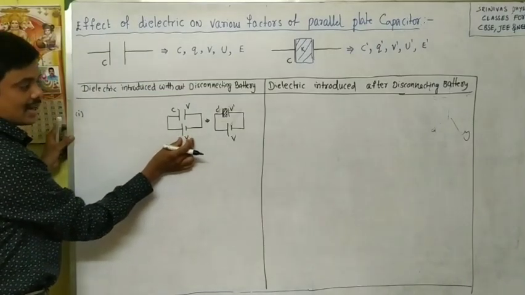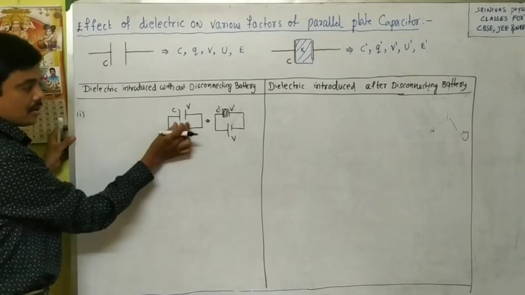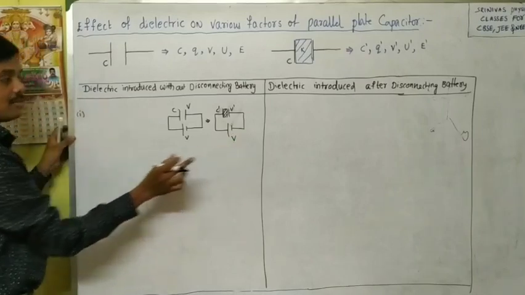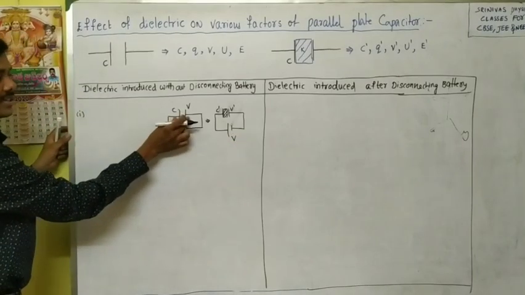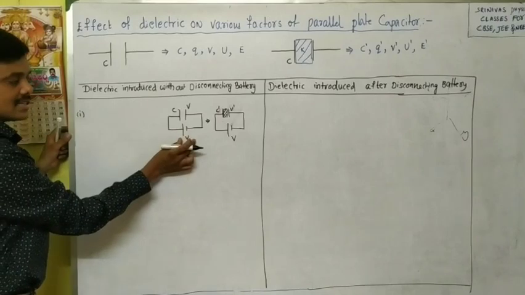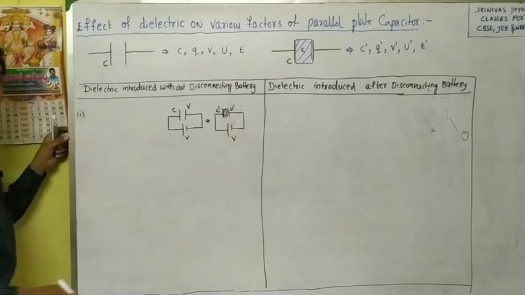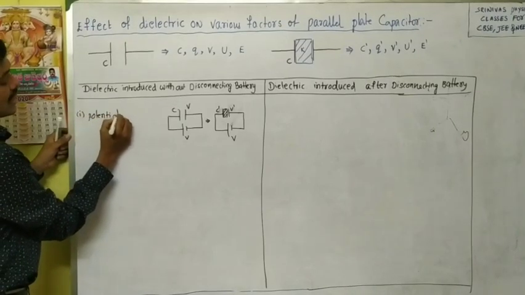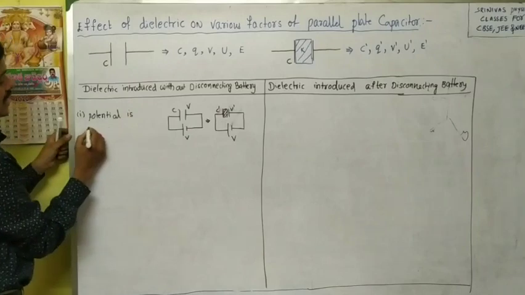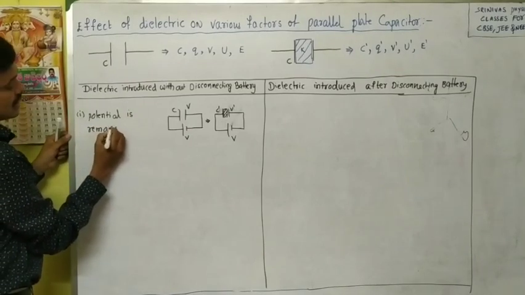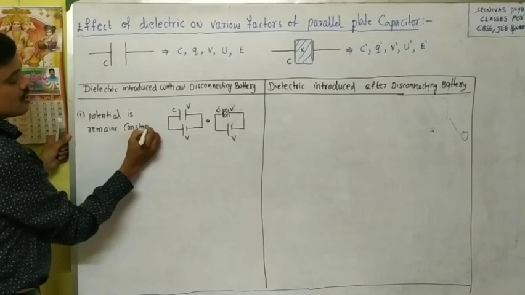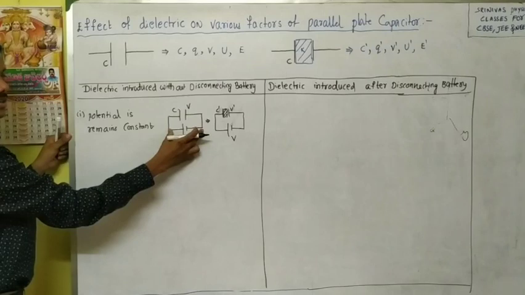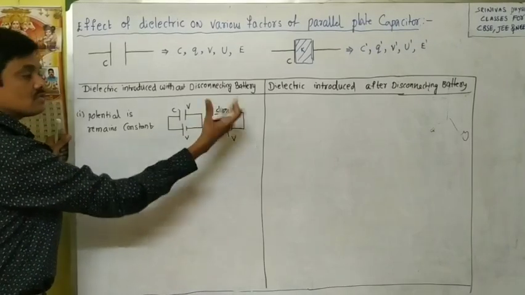The potential across the capacitor is equal to the battery potential. Since the battery is there, the potential remains constant, because the potential difference across the capacitor is equal to the battery potential difference. The battery is always there, and that is why the potential is also there.